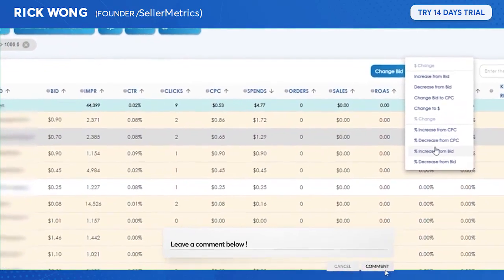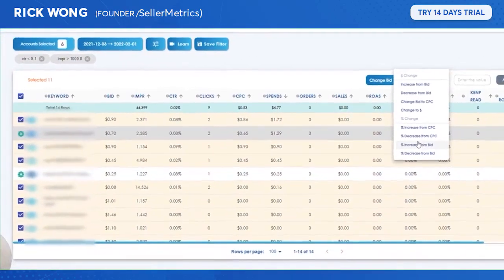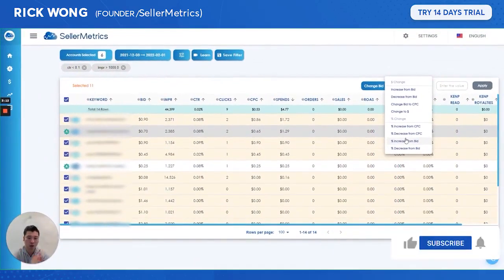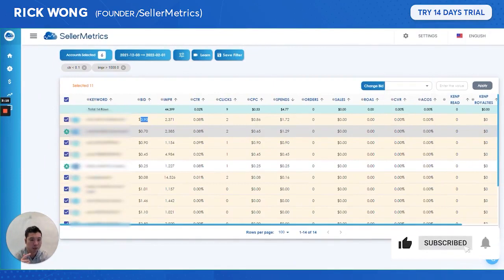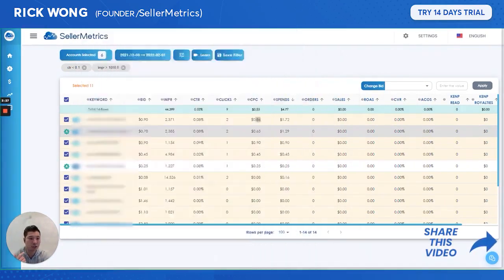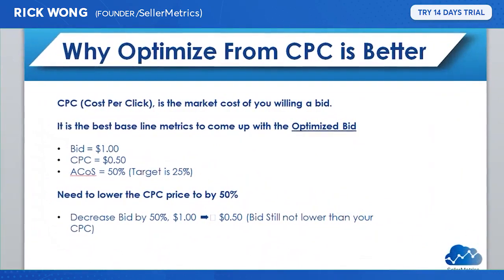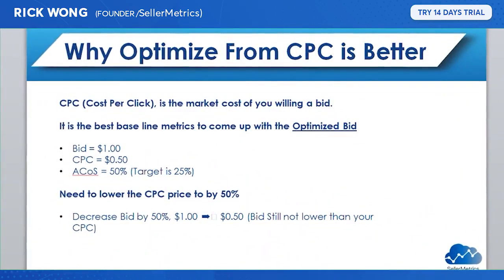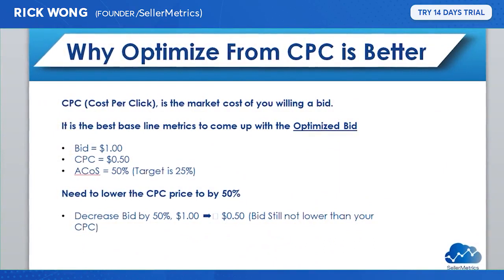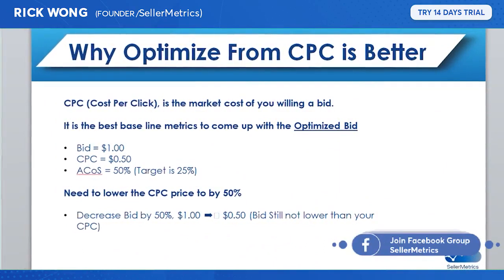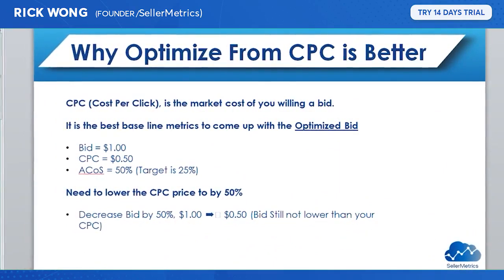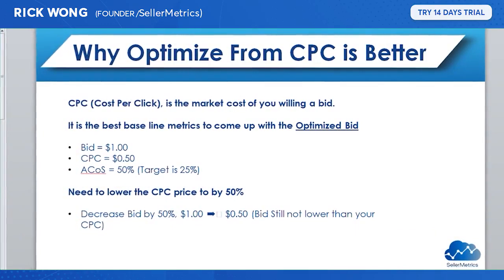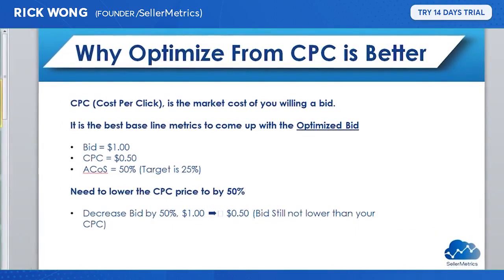When you make bid adjustments, there are two schools of thought: using your bid as a benchmark to bid up and down, or using cost per click as your benchmark. My opinion is that using cost per click is always better, because the cost per click is basically the market cost that you are spending to win a bid placement. For me, it is the best metric to come up with the optimized bid.